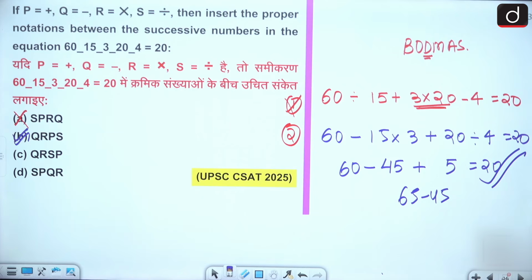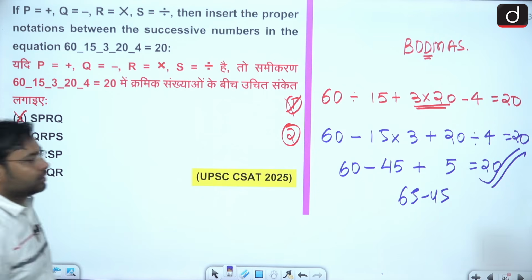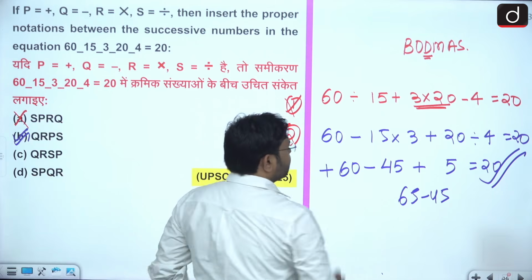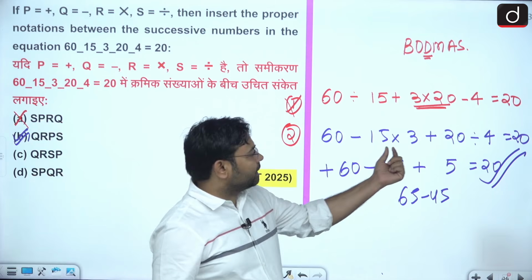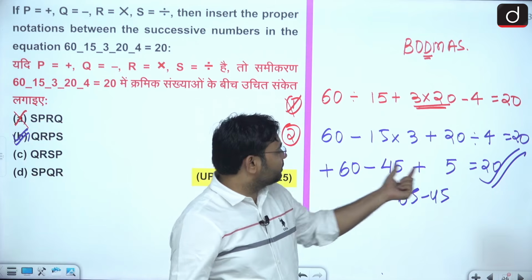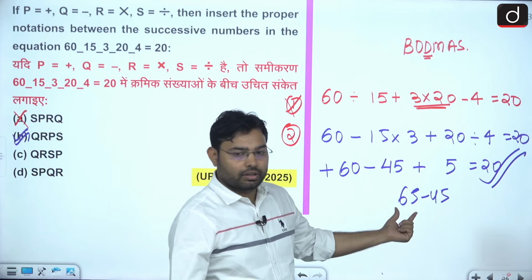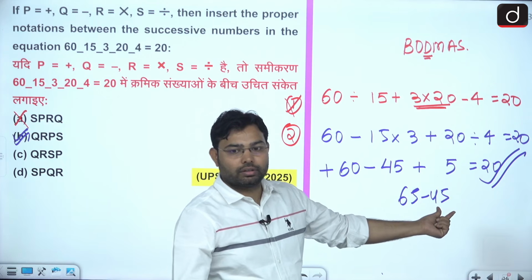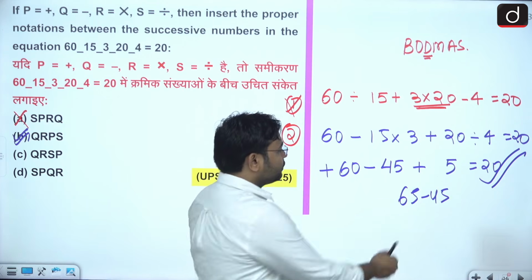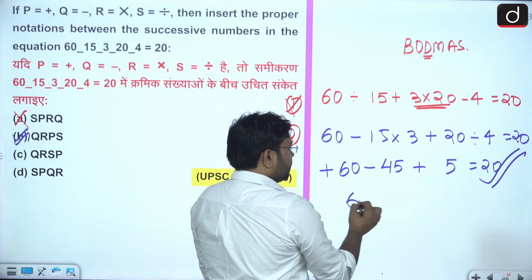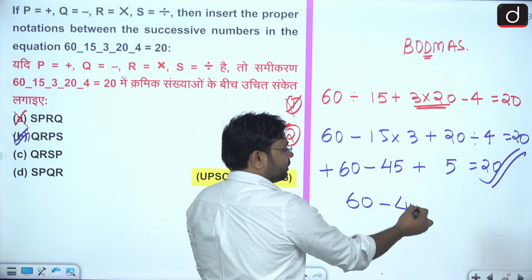45 comes with the minus sign. 60 is with a positive sign, 5 is with a positive sign, so 5 plus 60 is 65 and minus 45. Got it? If you use this 5 with 40, then you will say minus 40.